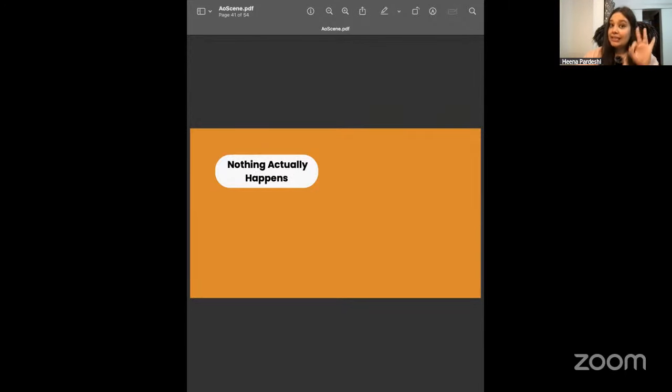Here are 3 signs that it is happening in your scene. One, you can remove the scene and nothing in the story is affected. Two, your characters walk, talk, think, or describe things without any consequence. And 3, the moment feels like filler.